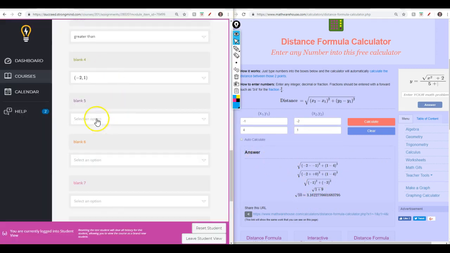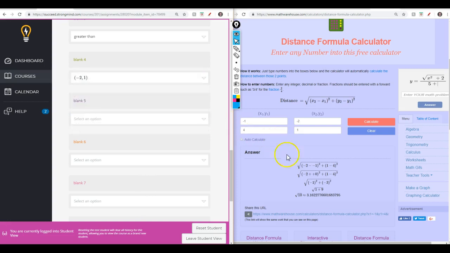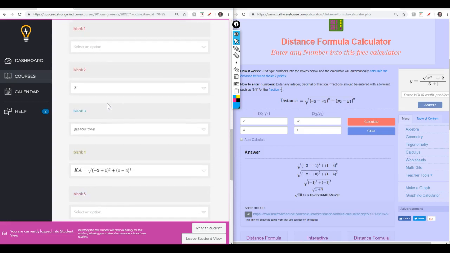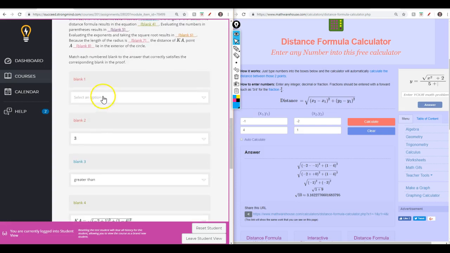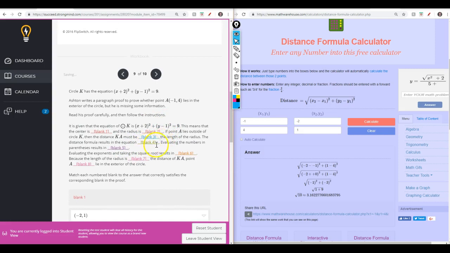So then we're going to jump back. Blank 4, we're looking for the square root of -2 plus 1. That's not matching up quite. I do know though that a negative minus a negative number is an addition symbol. So this is the one that matches. Oh, I didn't fill this one out. Okay, and then, so that was blank 4.